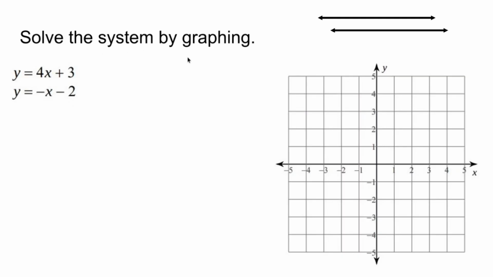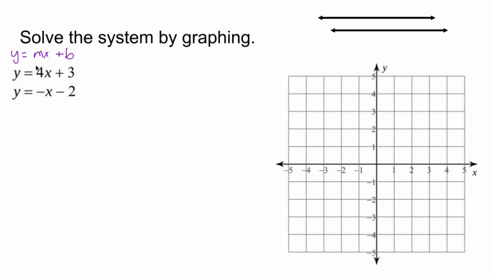Solve this system by graphing. We are going to take both of these equations and graph them on the same coordinate plane. When I graph them, I'm going to have two lines, and wherever they intersect is going to be my solution. So first things first, let's compare both of these to y equals mx plus b. These are both in slope-intercept form.